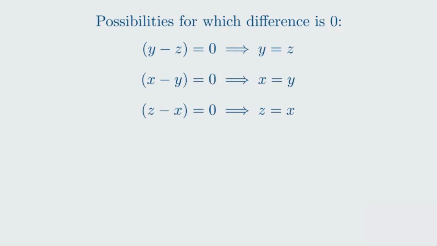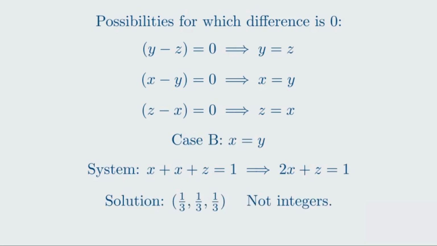We had 3 possibilities for which pair of differences could be 0. We just solved the case where y equals z. By symmetry, the other cases will give us more solutions. Let's explore these by applying the same logic as before. The process will be identical, just with the variables swapped. Case B: let x equal y. Our system becomes x plus z equals 1.